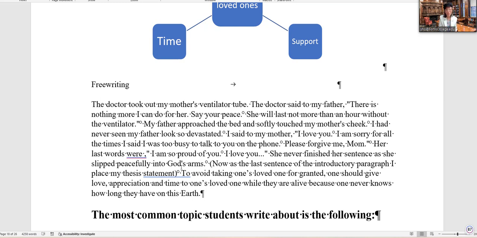To avoid taking one's loved one for granted, one should give love, appreciation, and time. And therefore love, appreciation, and time become your body paragraphs. So the 3 reasons in your thesis statement become your 3 body paragraphs.